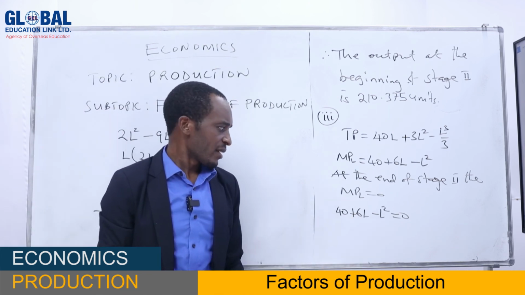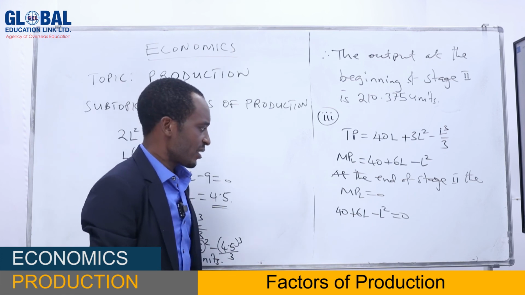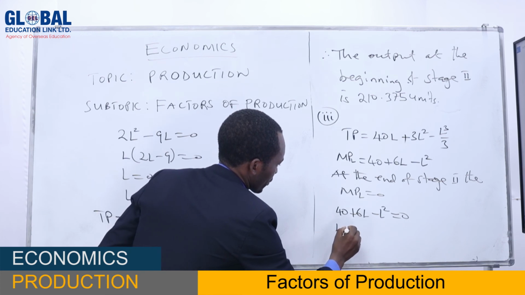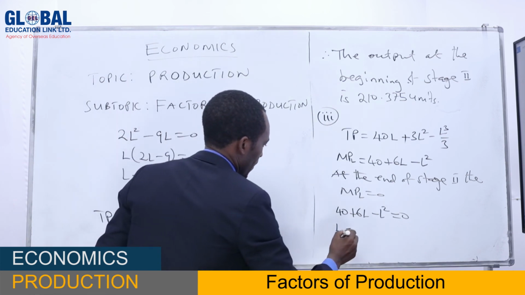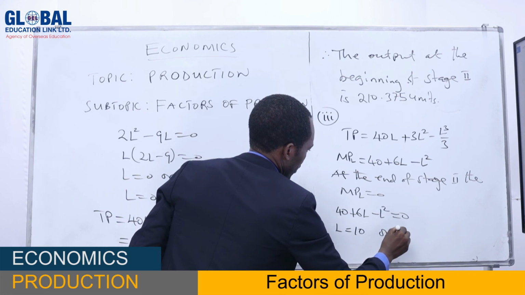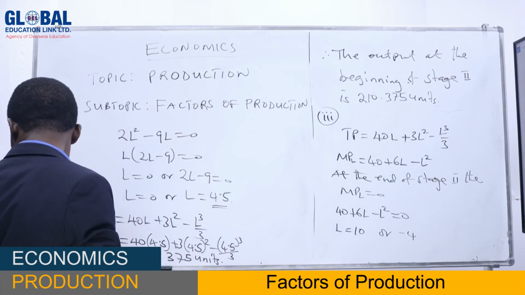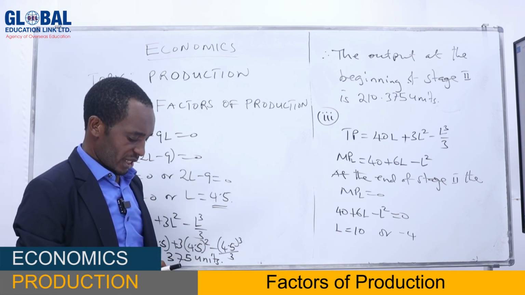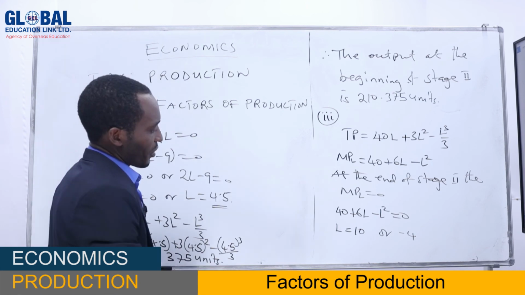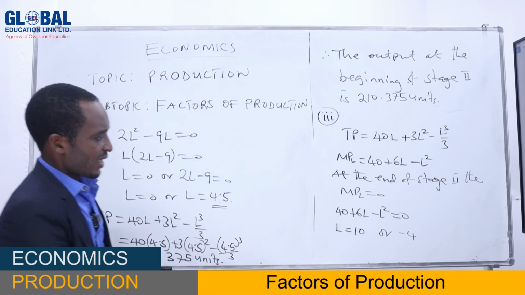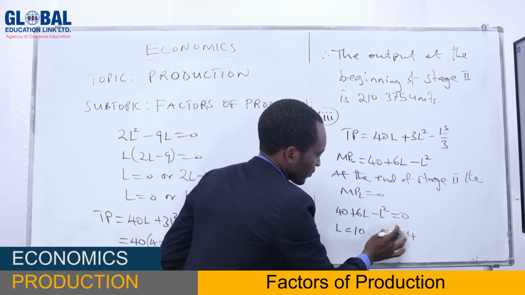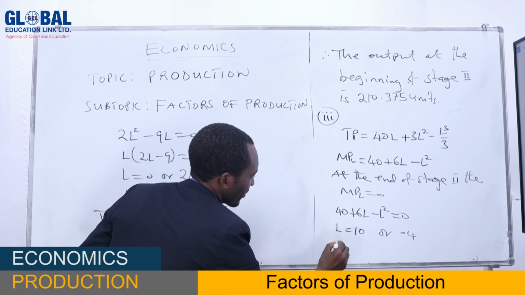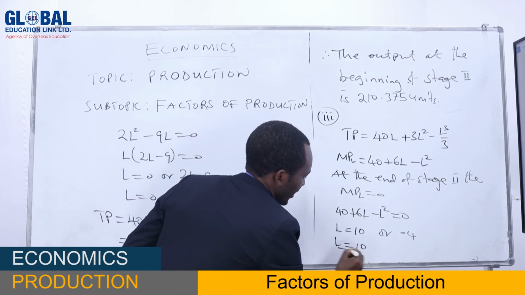Now solving this quadratic equation, when you use the calculator to solve it, L will be equal to 10 or -4. So here the negative sign will not exist. So you take the positive. So L, the number of labor, will be equal to 10.